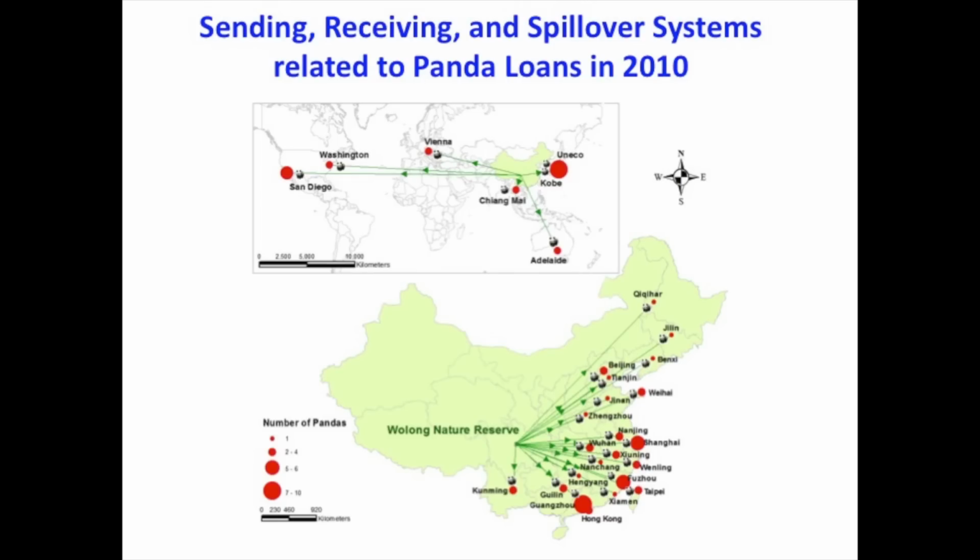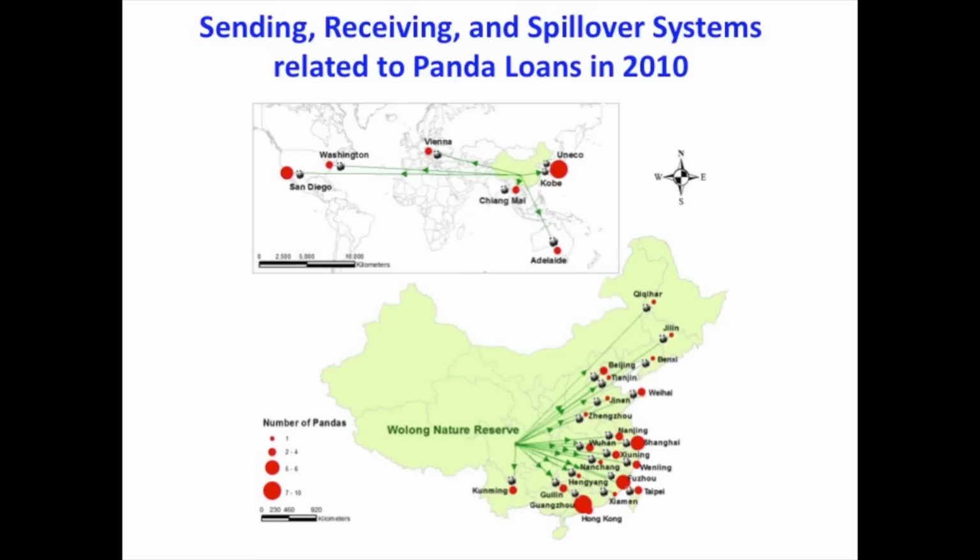So here is the map where those pandas are. The sending systems, of course, are the nature reserves. Here are the dots within China that indicate the location of the sending systems, and the size of the dots means the different number of pandas, right?